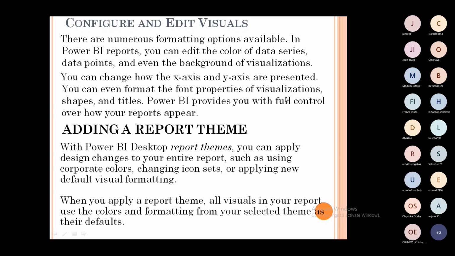Let's look at how to configure and edit visuals. There are numerous formatting options available in Power BI reports. You can edit the color of data series, like we've seen. You can use different colors, and it's always advisable. Each company has a color code, like MTN. The color code is yellow. So when you're reporting for a company, always check their color codes and please use their color codes.